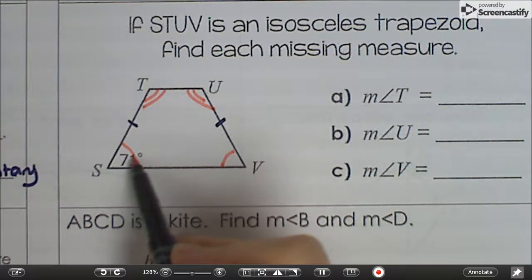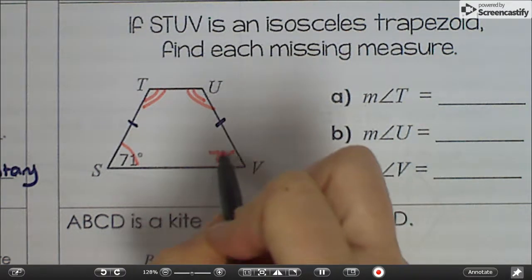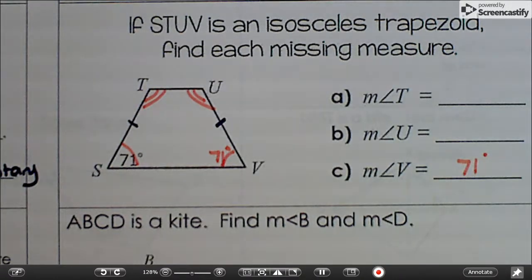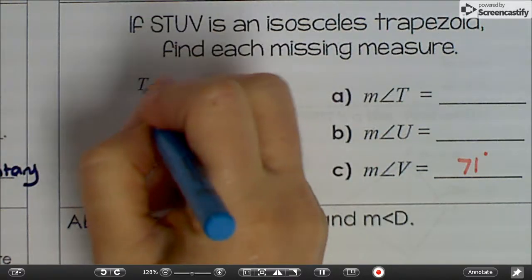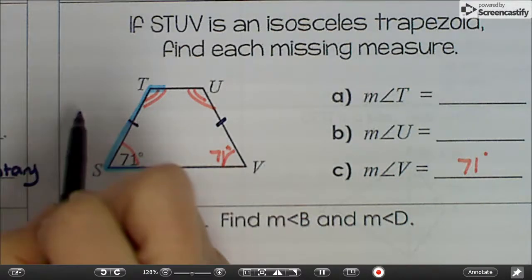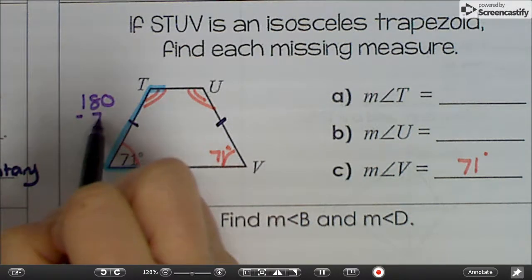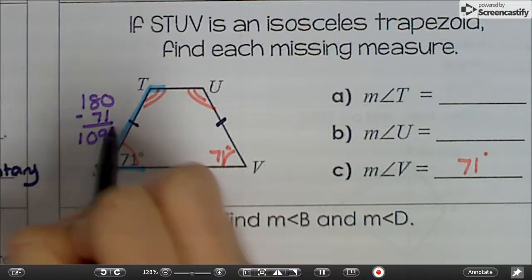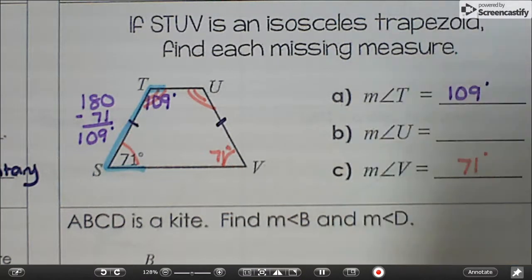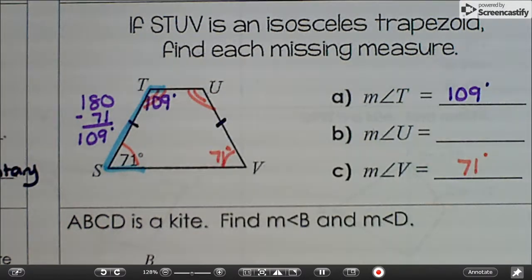If this one, angle S, is 71, it means the angle V also has to be 71, because in an isosceles trapezoid, base angles are congruent. Based on the properties of just every trapezoid, consecutive angles between the parallel lines are supplementary. So we could do 180 minus 71 would be 109, and that would be the measure of angle T. Okay, because consecutive angles are supplementary.